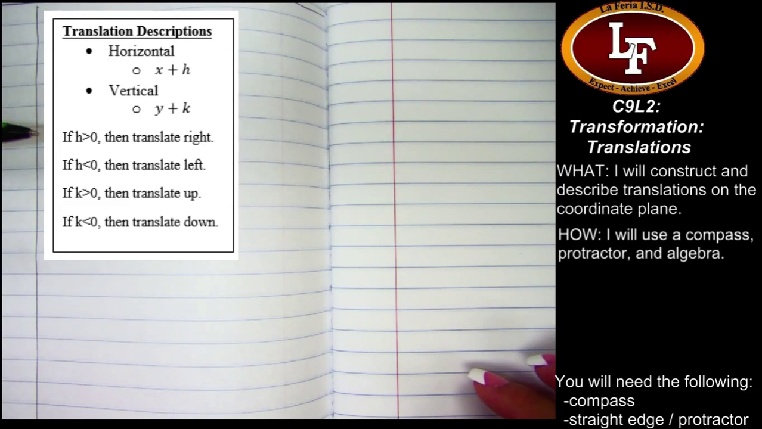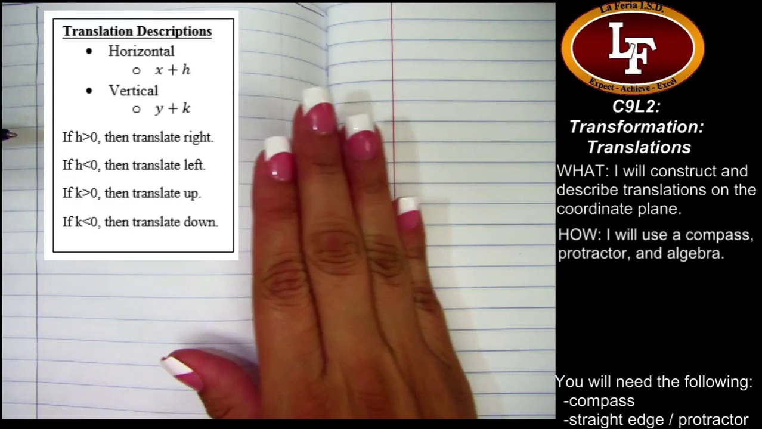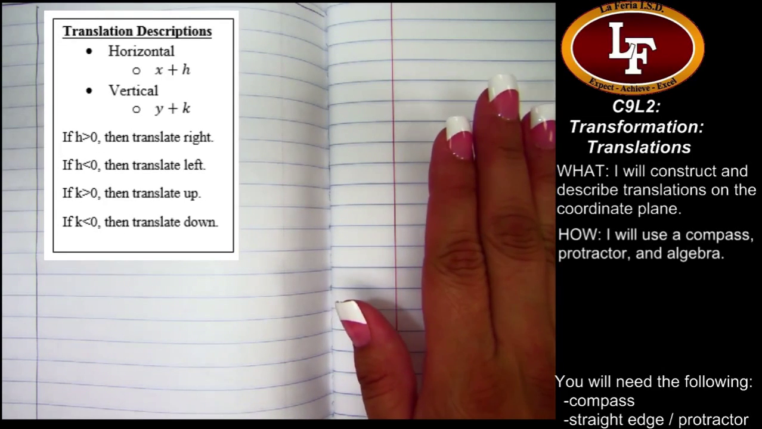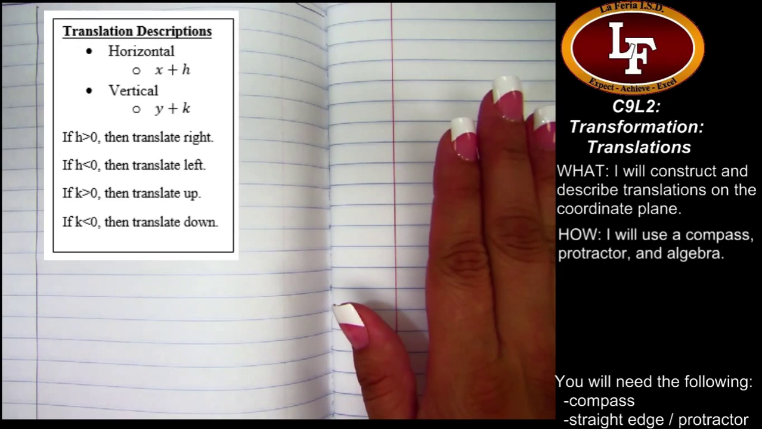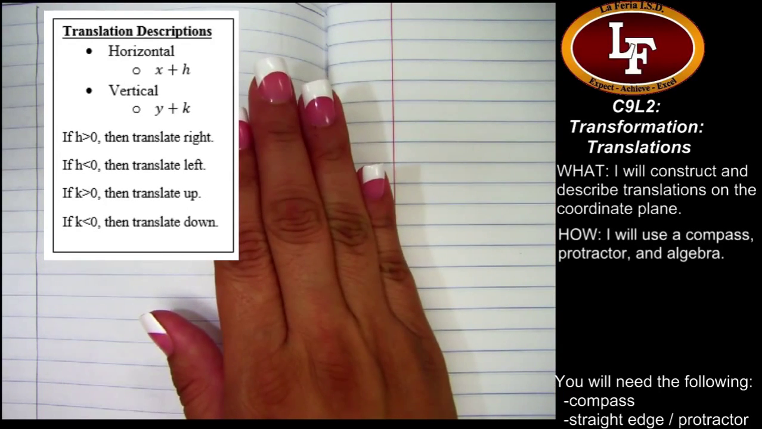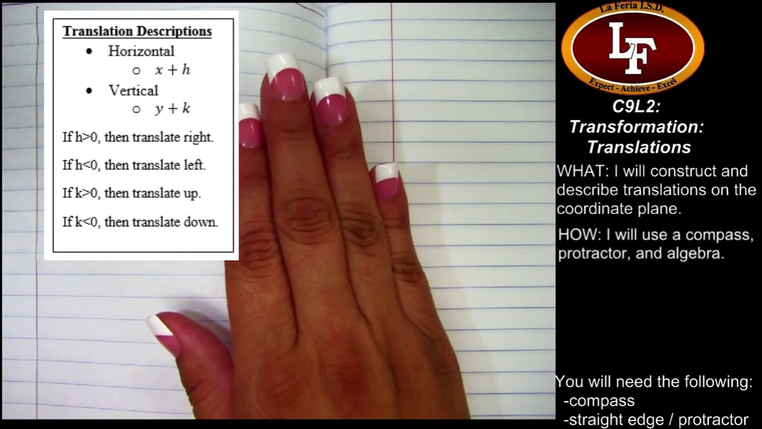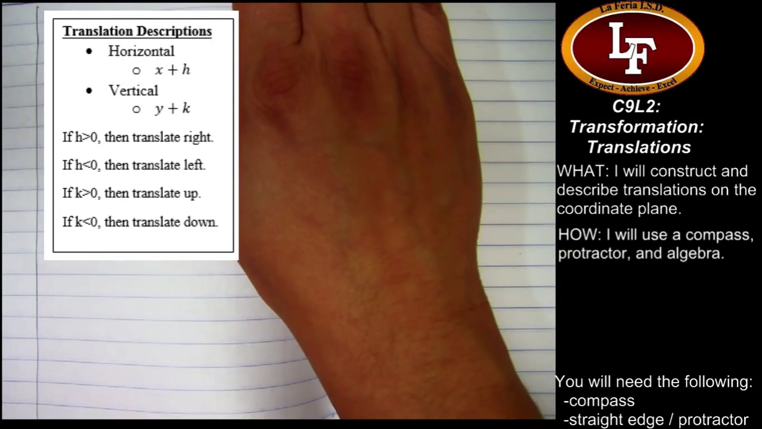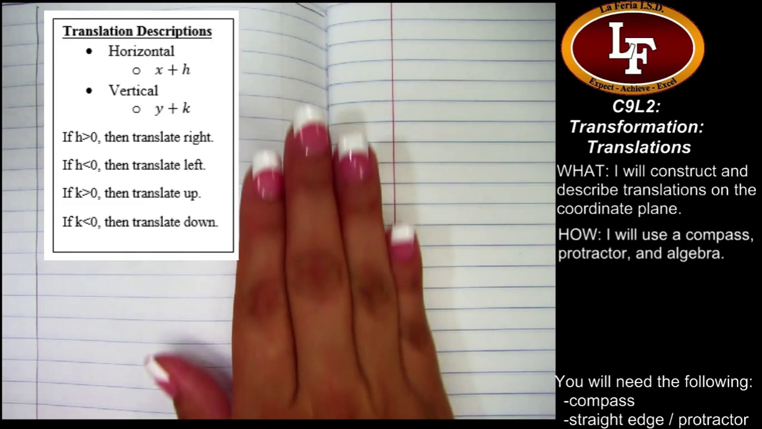Looking at this first line, if the value of h is bigger than 0, which means it's some sort of positive number, then we're going to translate that object to the right. It's going to slide to the right-hand side. If h has a value that's less than 0, we're going to move to the left, like that. If k is greater than 0, we're going to move it up, and if it's less than 0, we're going to move it down.